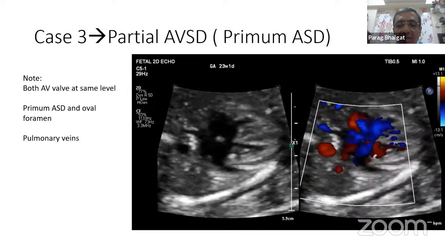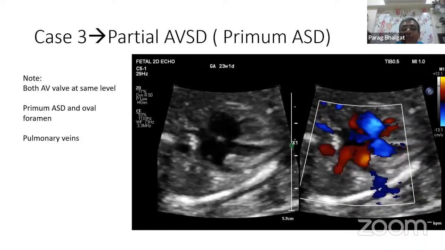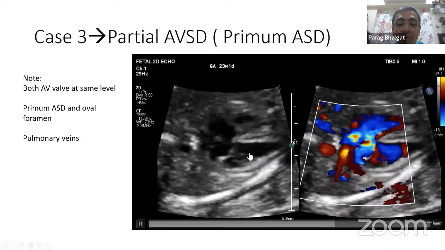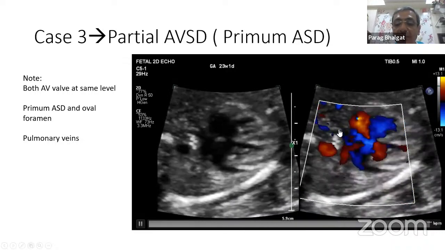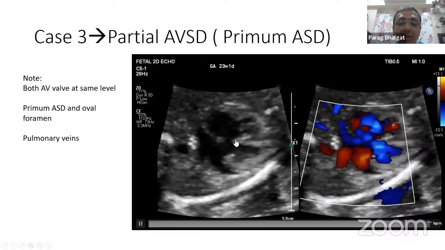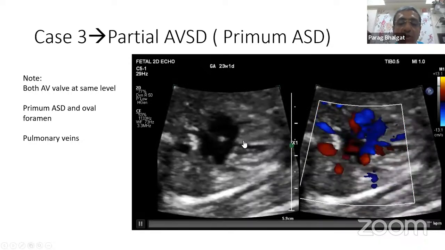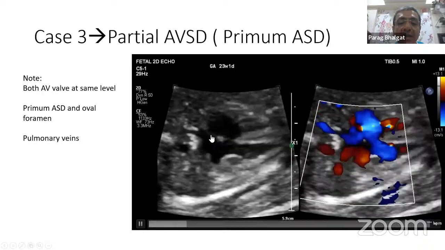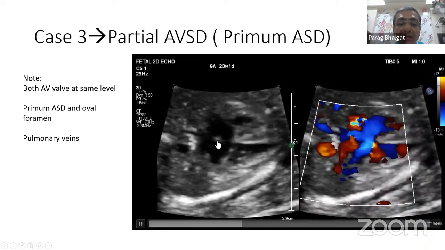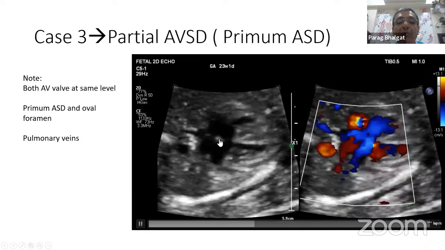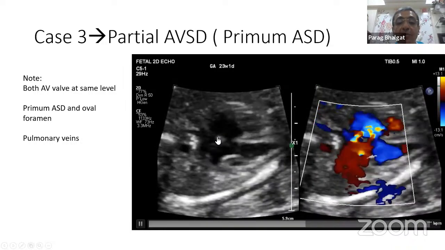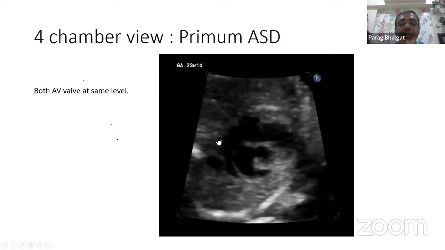Now, this is a partial AV canal, third case. The important thing to appreciate is that both AV valves, the left and right, are at the same level. You can appreciate pulmonary venous drainage. There is no inlet ventricular septum defect; the ventricular septum is not showing any VSD. There is a primum ASD and a secundum ASD. You can see the small primum tissue, and this is the secundum tissue. Again, a similar image showing primum and secundum ASD, with two AV valves at the same level.